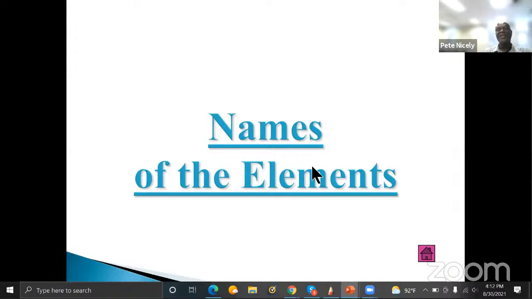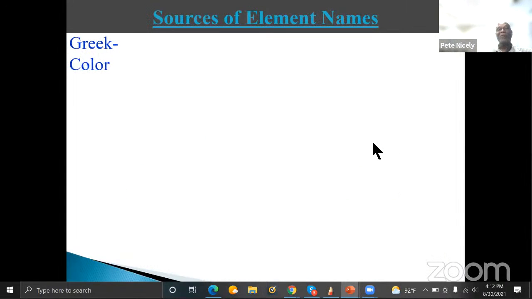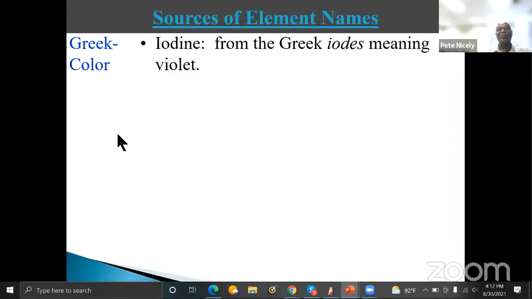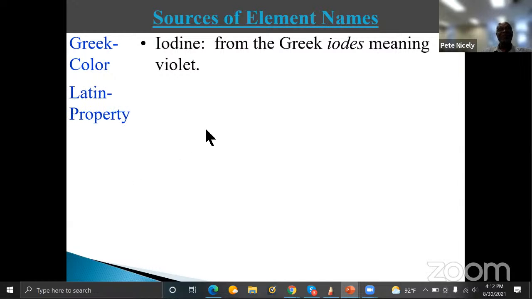Okay, now the names of the elements. How do we arrive at the names of these elements? Well, it depends. In some instances, the name is of a Greek origin. For example, iodine comes from the Greek word iodes, which means violet, and that's because the color of iodine is actually violet. Or the name can come from some property and in some cases have a Latin origin.